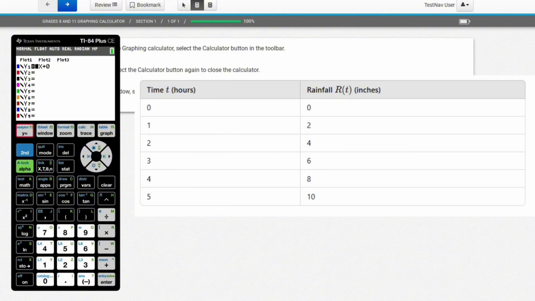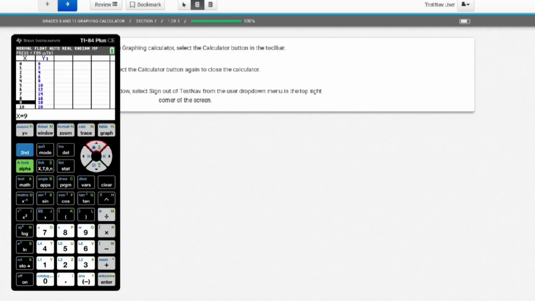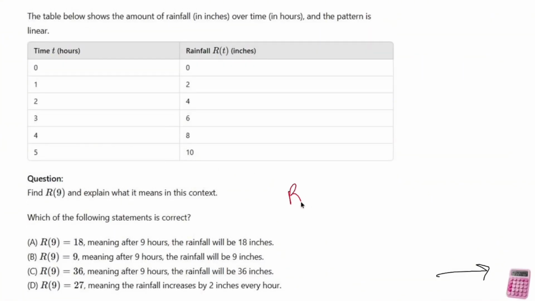Now it wants me to find out r of 9. So an easy way of doing this is going to second, table, scroll down to 9, and that gets me 18. All right, so let's go back to the problem, answer that, and explain what that means in this real-world context. So r of 9 ended up being 18. Now what that means is this was a t, and this is r of t. So that means after 9 hours, we can expect 18 inches of rainfall. And that's what we get here for A.